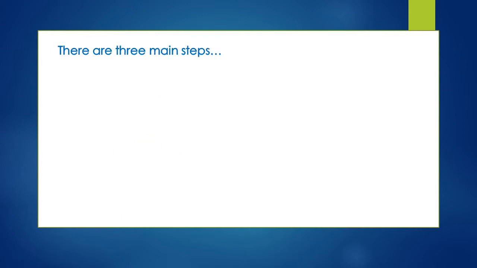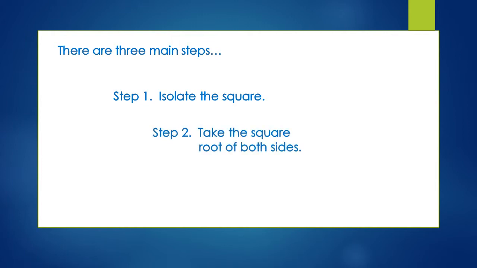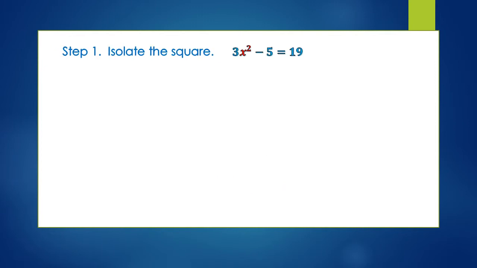Solving by taking square roots is actually a pretty simple method. First, you manipulate the equation to get the square root expression alone. Then you undo or reverse the square by taking the square root of both sides. And finally, you simplify your answers. Let me demonstrate. Here's our first example.